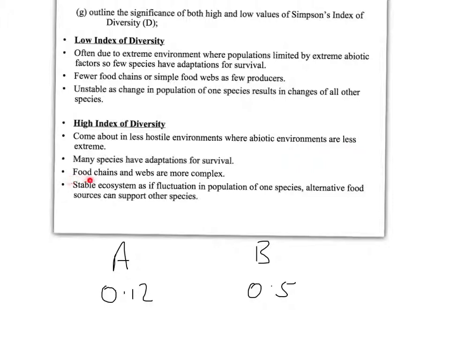Which results in more species, more food chains and more complex food webs, and that creates a stable ecosystem. So a fluctuation in the population of one species means there are alternative food sources. So a more stable ecosystem for a high index of diversity, and a less stable ecosystem for a low index of diversity. So those are all the issues to do with Simpson's index of diversity.